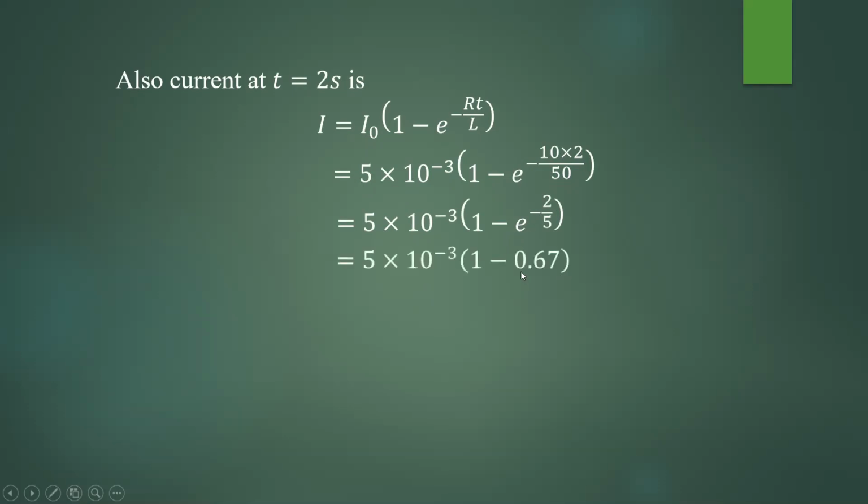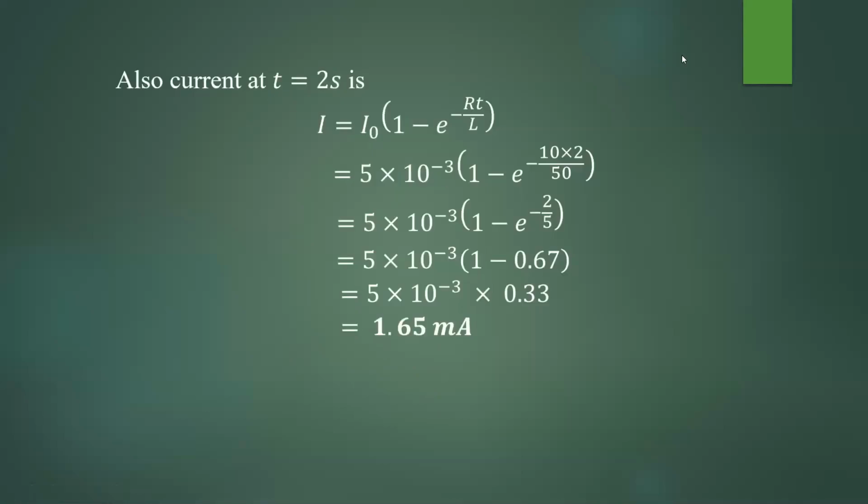So e to the power minus 2 by 5 is observed to be 0.67. Okay. So 1 minus 0.67 is 0.33 into 5 into 10 to the power minus 3. So multiply 5 into 0.33. What is the answer? 1.65. So that will be 1.65 milliamps. Very good. So this is the current at t is equal to 2 seconds. Yes, the current will be 1.65 milliamps. Okay. So these 3 problems are enough today. We'll take some more problems in the next class.